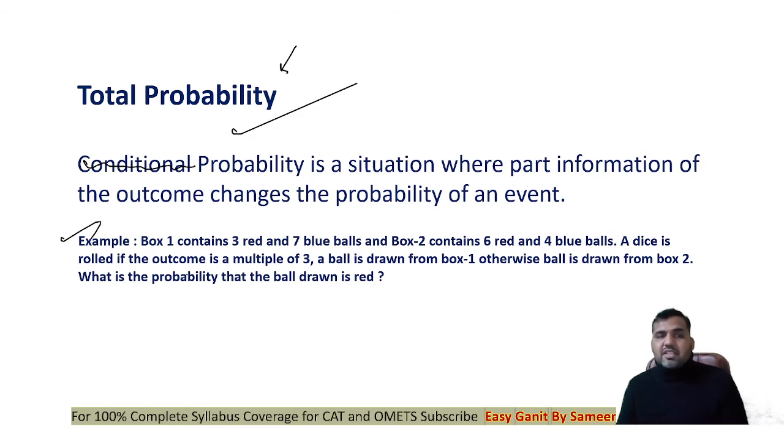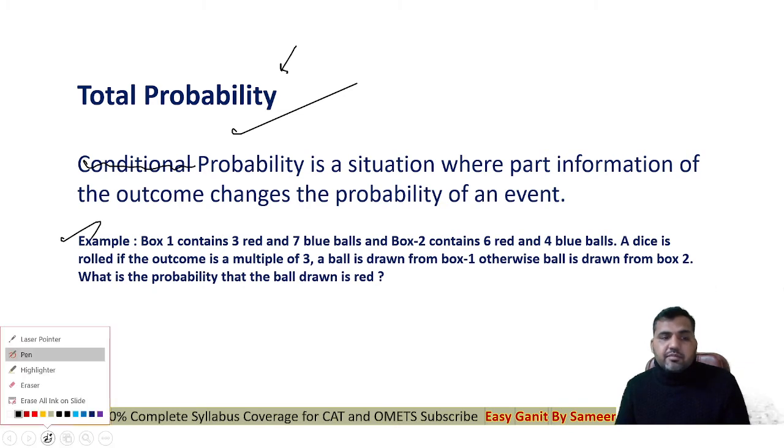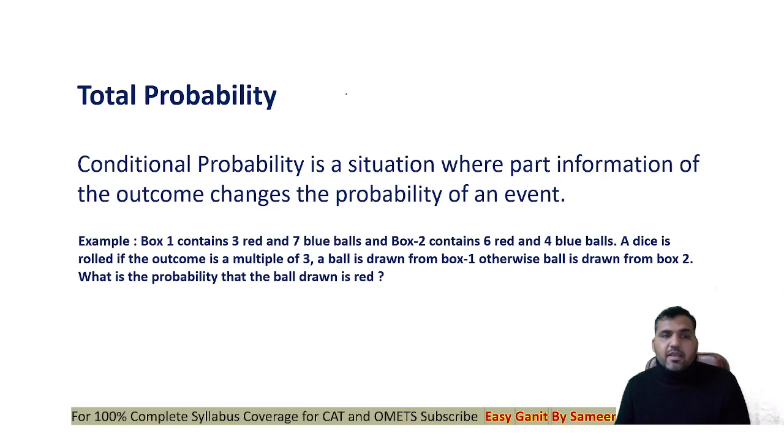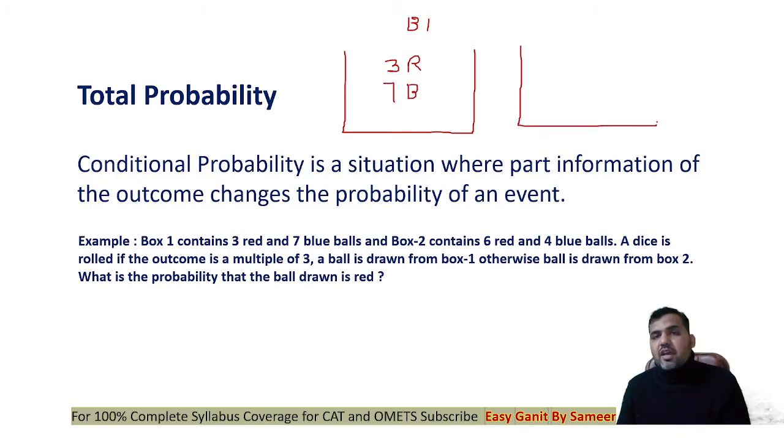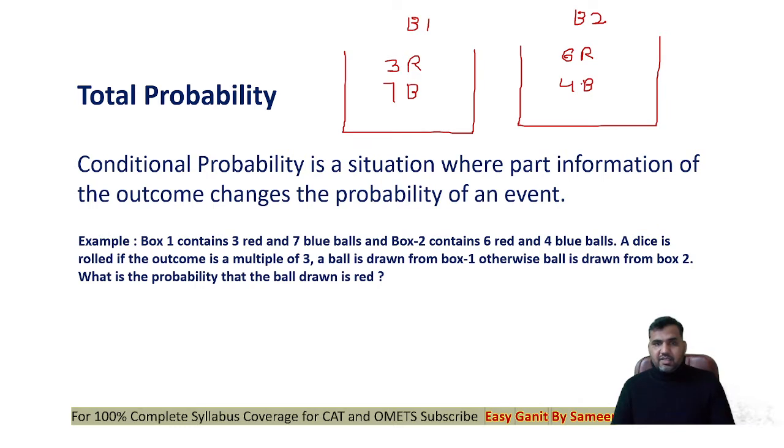Look at it. It says that box 1 contains 3 red and 7 blue balls. We have 2 boxes. In box 1 we have 3 red, 7 blue balls. Then we have box 2. In box 2 we have 6 red and 4 blue balls. Now the question says a dice is rolled; if the outcome is a multiple of 3, a ball is drawn from box 1. Otherwise a ball is drawn from box 2.